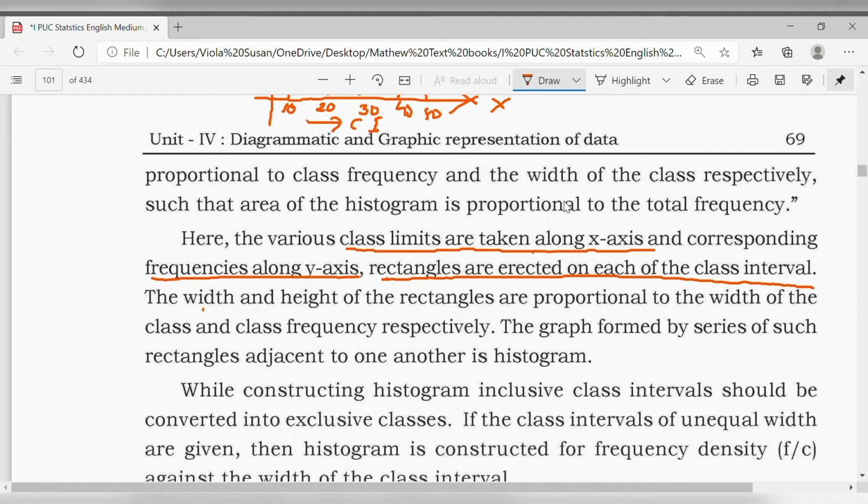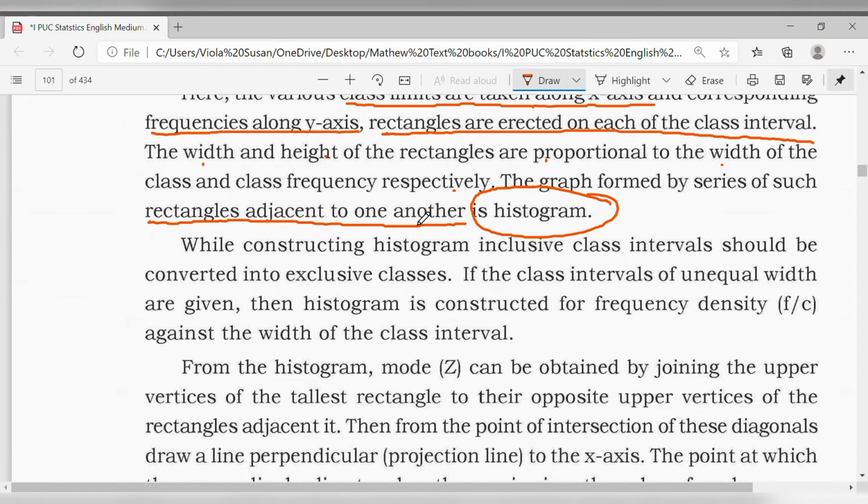So the width and the height of the rectangles are proportional to the width of the class and the class frequency respectively. The graph formed by a series of such rectangles adjacent to one another is called a histogram. So keep it in your mind, students. Whenever we come across these kinds of diagrams, these rectangles adjacent to each other are called a histogram.